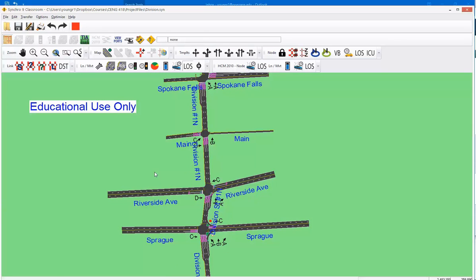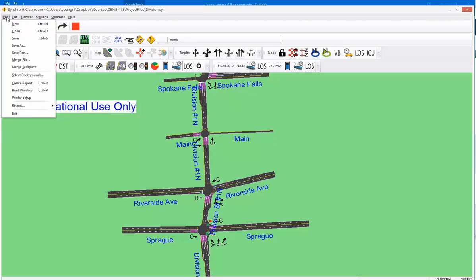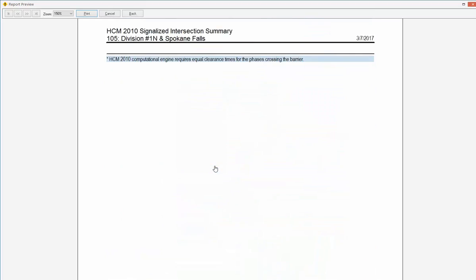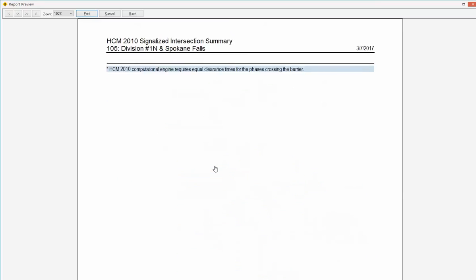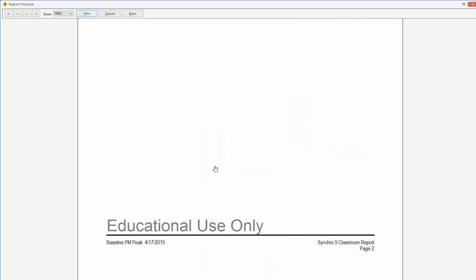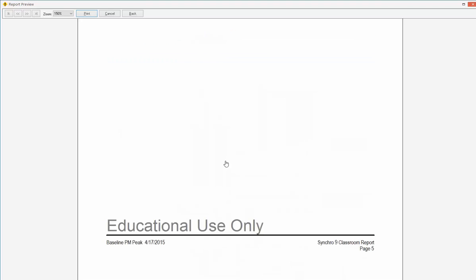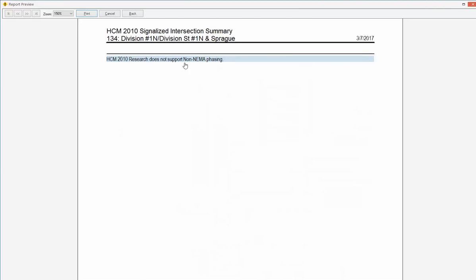So a couple of things back in here. If I wanted to just create the reports for the entire corridor, it's under File and Create Reports. If I try to run the HCM 2010 reports, I'm just going to hit that and do Preview so you can see what will happen. In some cases it will work, but there's a lot of what they call non-traditional signal phasing that the city is using. So most of the reports end up coming up as non-standard, what they call NEMA phasing.